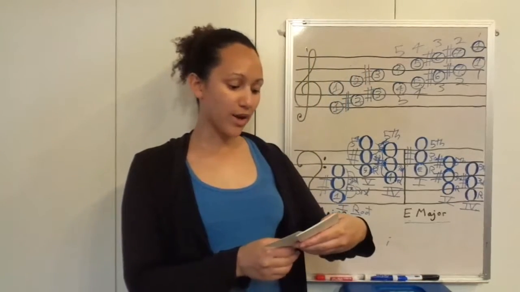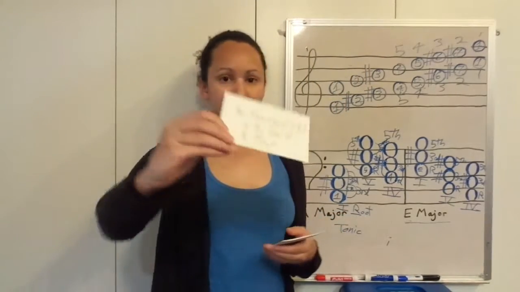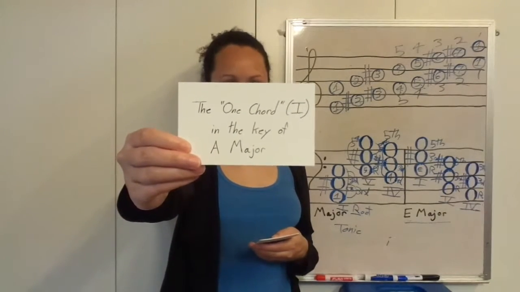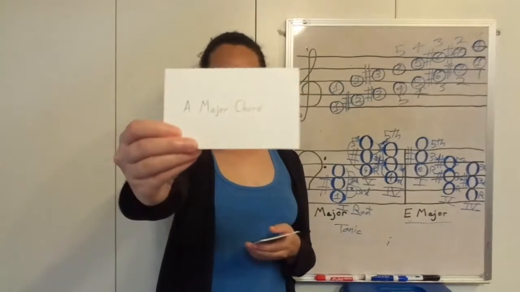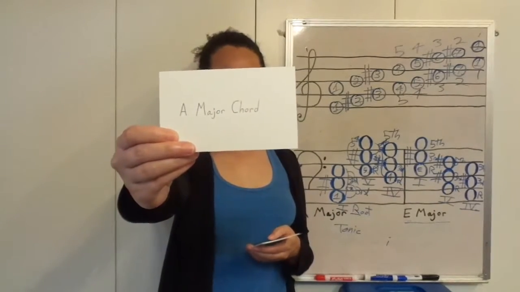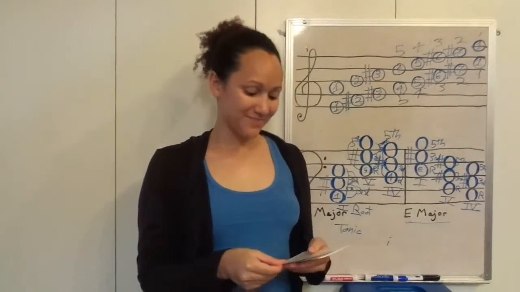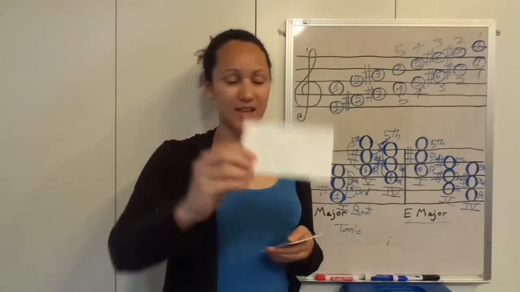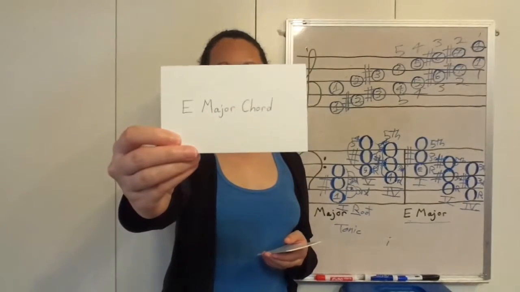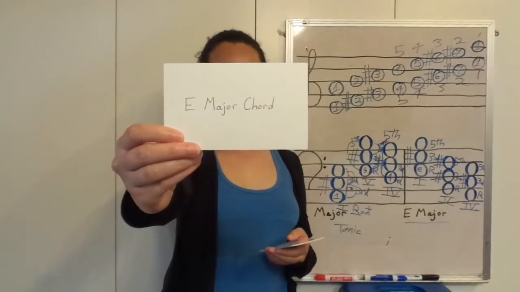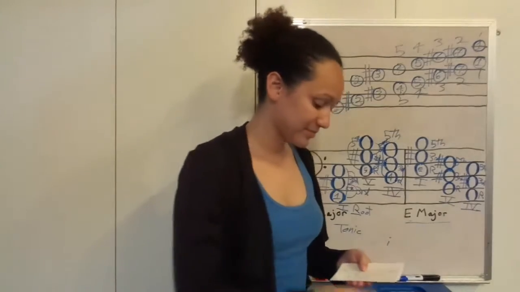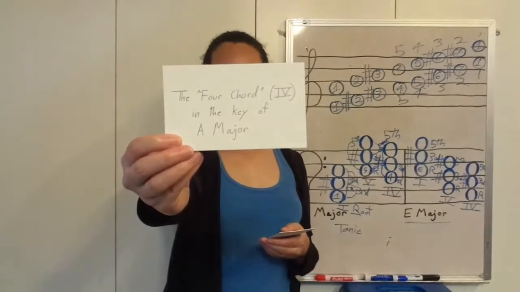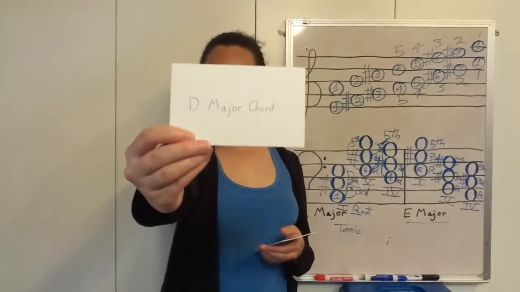On one of them, A major, the 1 chord in the key of A major, and that would be the A major chord. So go ahead and put that A major on the opposite side. Very easy. And the 5 chord in the same key, A major. And then on the opposite side, put E major or E major chord. The 4 chord in the key of A major, that would be our D major chord.